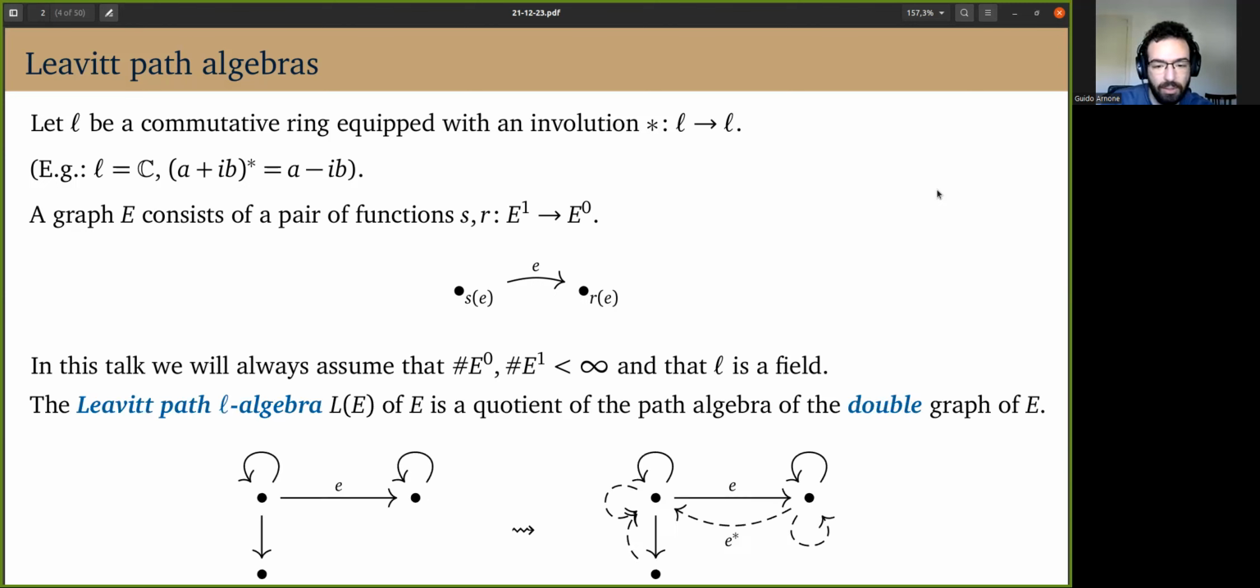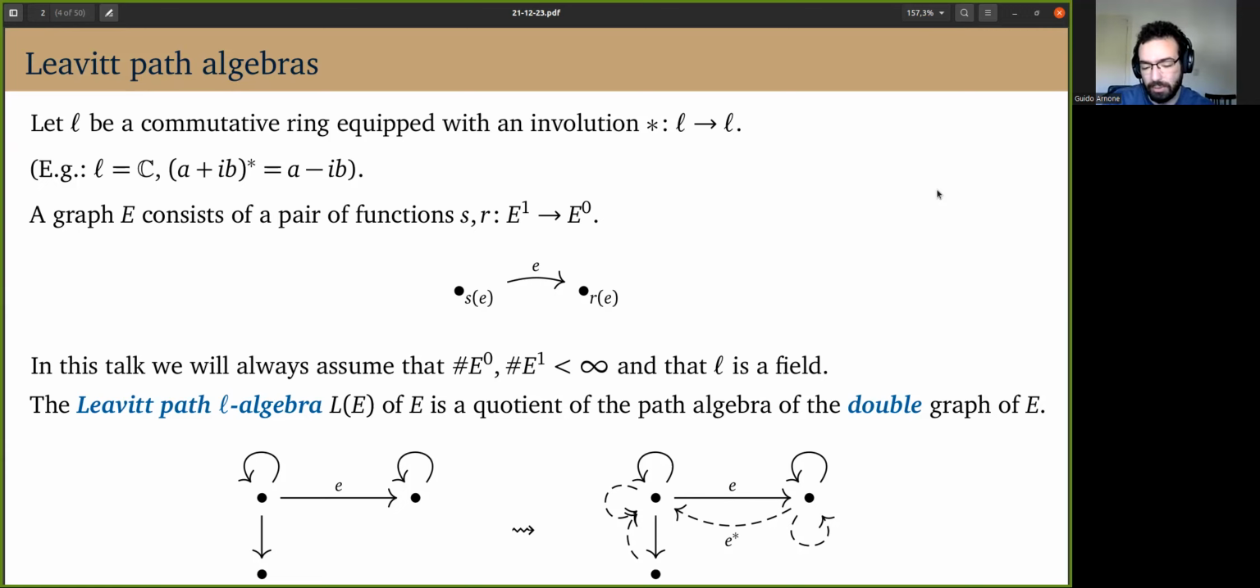All right. So the Leavitt path L-algebra L(E), for a graph E, is a certain quotient of the path algebra, not of E, but of the double graph of E. One starts with a graph E, then for each edge adds formally an edge in the opposite direction. This is the edge E star in the picture associated to E. Then one builds the path algebra construction. And finally, we mod out by some relations, which are specific to the Leavitt path algebra construction and which have to do with the dynamics of the graph. So it is that sort of algebra.